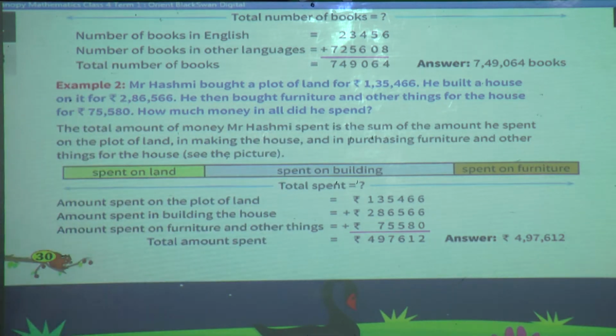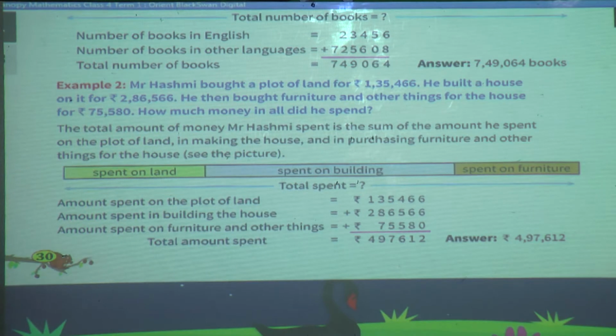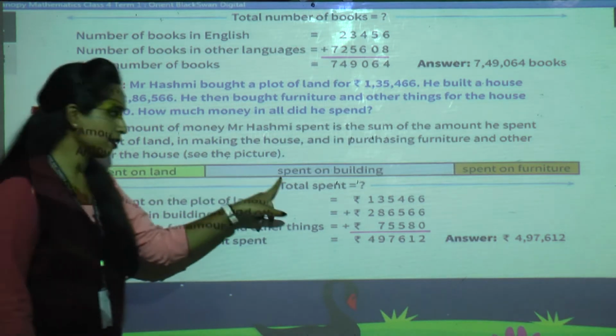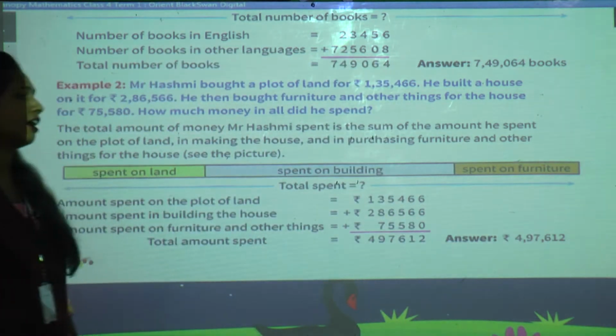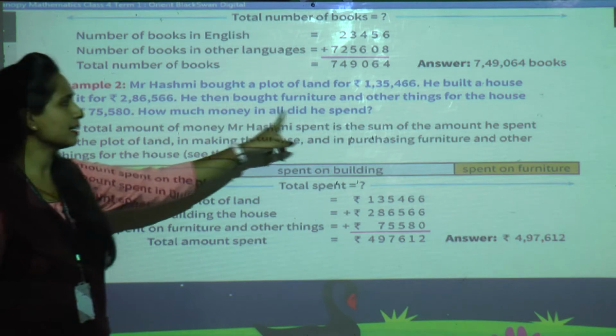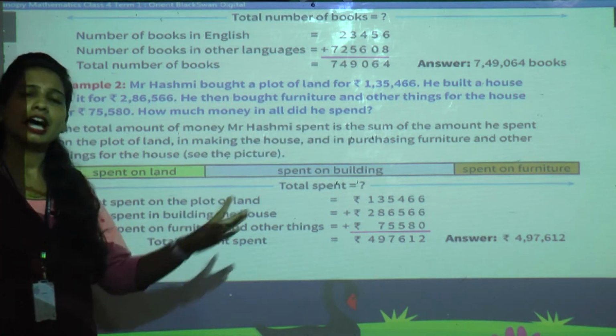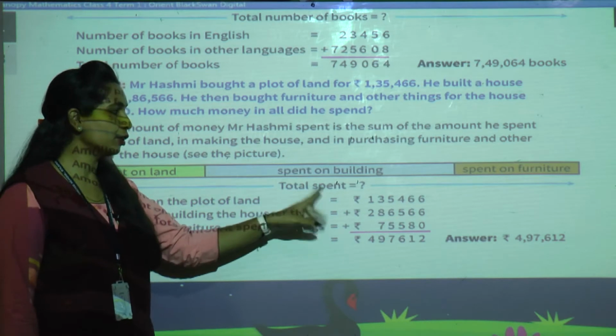The total amount of money Mr. Hashmi spent is the sum of the amount he spent on the plot of land, the amount he spent on making the house, and the amount he spent on purchasing furniture and other things. Now look at this picture. He has spent on land, on building and on furniture, all money. So we have to find out how much money he spent in all. So what do we have to do? Addition. We have to find the total spent.